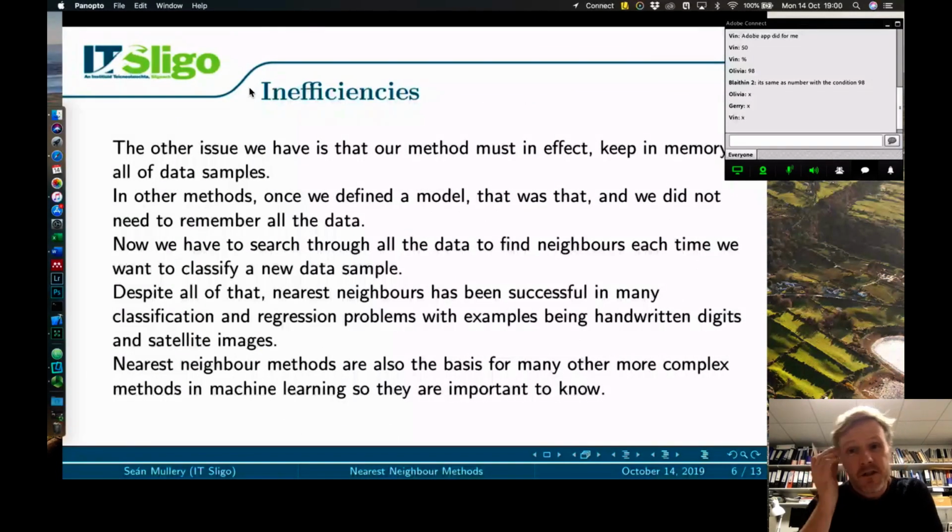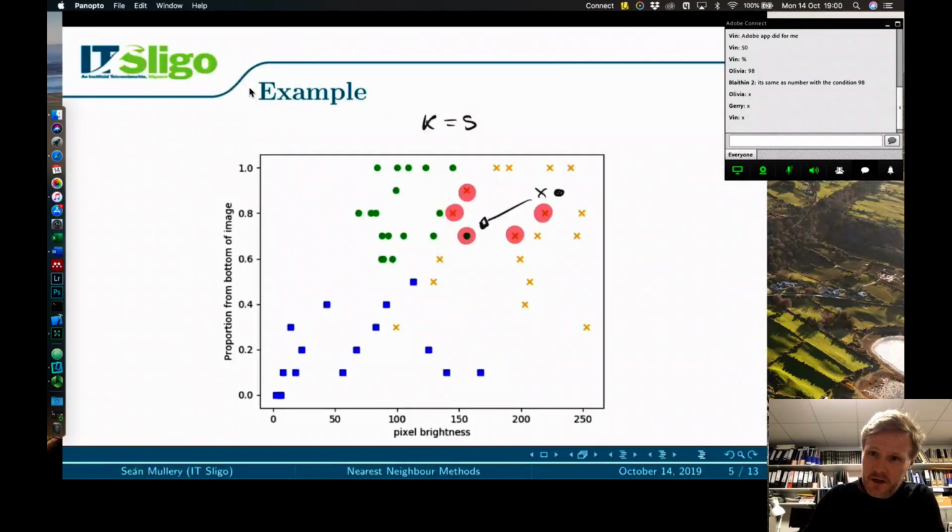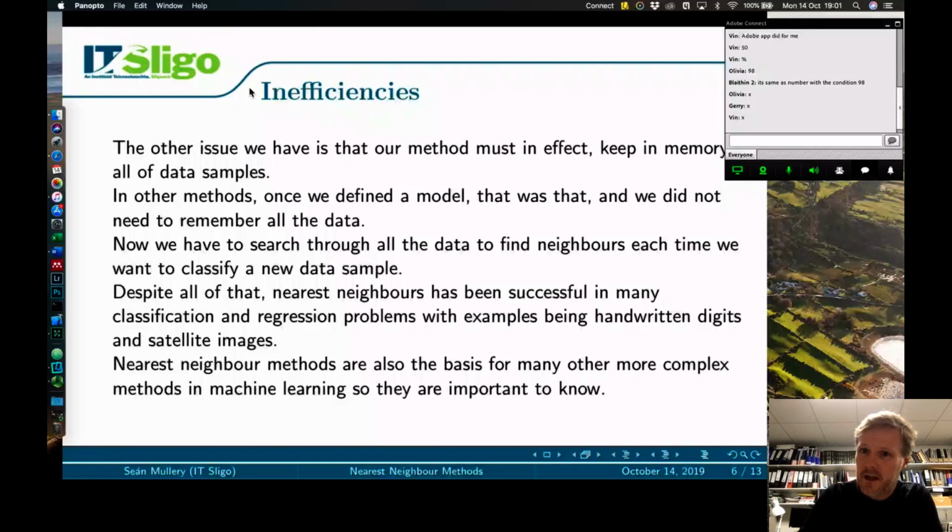Now, there are some inefficiencies related to this. The other issue is that our method must in effect keep in memory all of the data samples. In this case, that may not be a big issue, but we then have to calculate all the distances to them. If we're dealing with thousands of images, that's clearly going to be a problem for us. So in other methods, once we defined the model, that was that. We just got rid of the data. We didn't need it anymore. It didn't take up any space, and we did not need to remember all of the data.